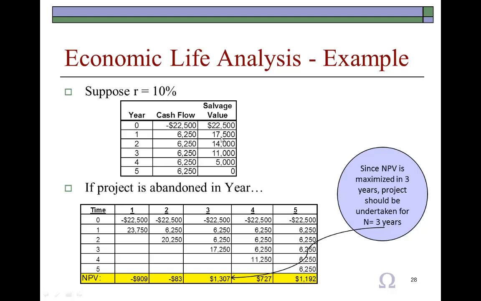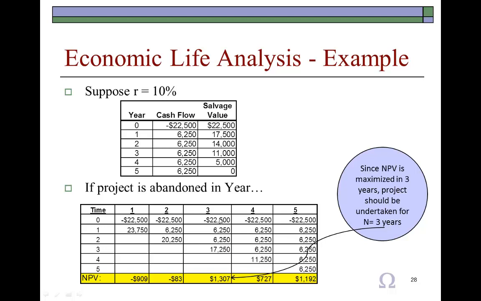If on the other hand we hang on to the project for 2 years, then having spent this money right now to invest in it and making $6,250 in the first year, as I show here, we stand to make a total of $20,250, which is the sum of the second $6,250 and the projected market value, also called salvage value.